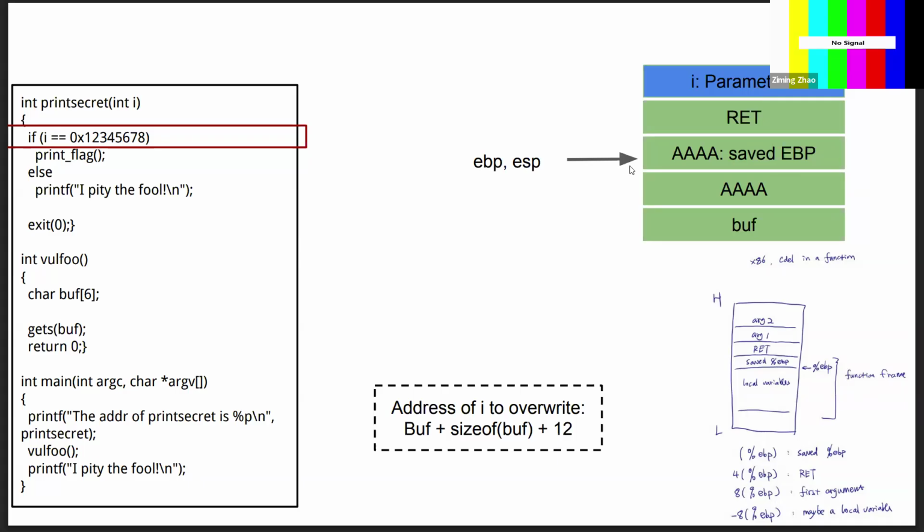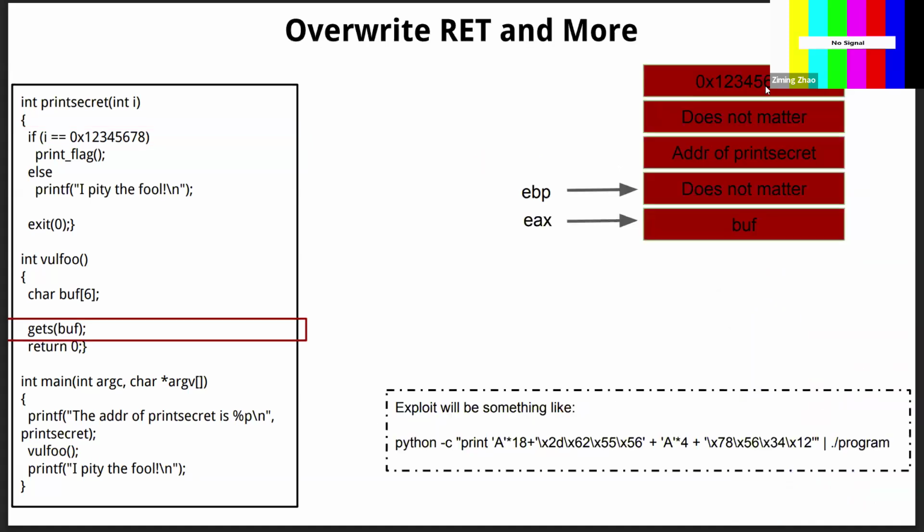But for print secret, the EBP will point to this place. Okay? So EBP plus 4 will be the return address, but this will be the return address of print secret. Then EBP plus 8 will be the parameter of that function print secret. Okay. But you only have one chance to overwrite this. So what you are trying to overwrite will look like this.